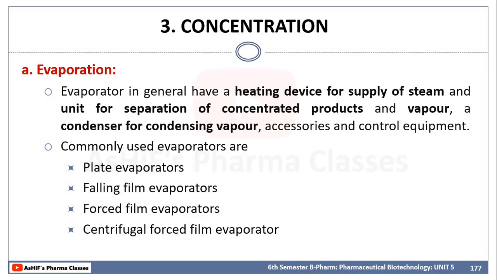So by supplying the steam, the evaporator will consist of different kinds of units like heating devices for supply of steam, unit for separation of condensed products as well as vapor, then condenser for condensing the vapor, and some other accessories to control the temperature. So there are different types of evaporators like plate evaporators, then falling film evaporator, forced film evaporator, and centrifugal forced evaporator. So just name the different types of evaporator used for the evaporation.